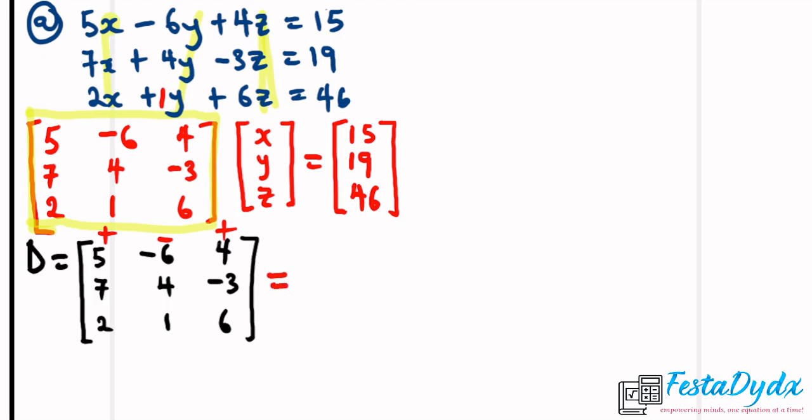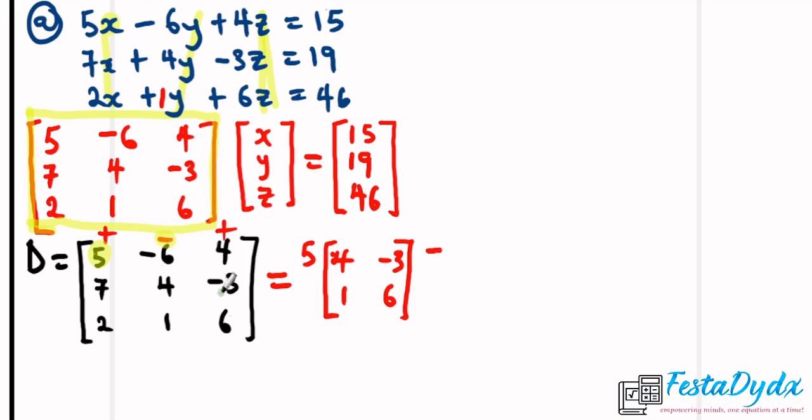Now this is going to be equal to the first element on the row, which is plus 5. Then the 2 by 2 matrix we are going to form for this is: the row associated with this 5 is this, and the column associated with this 5 is this. So what do we have left? We have 4, minus 3, 1, and 6. So we write that 4, minus 3, 1, and 6. Now we'll have a minus sign here.